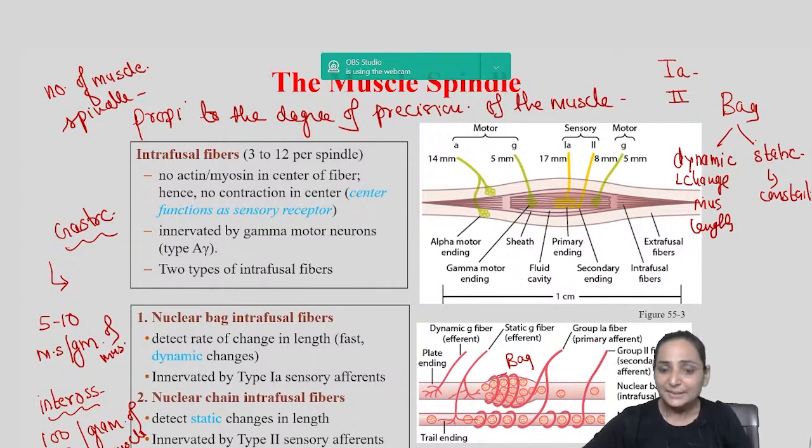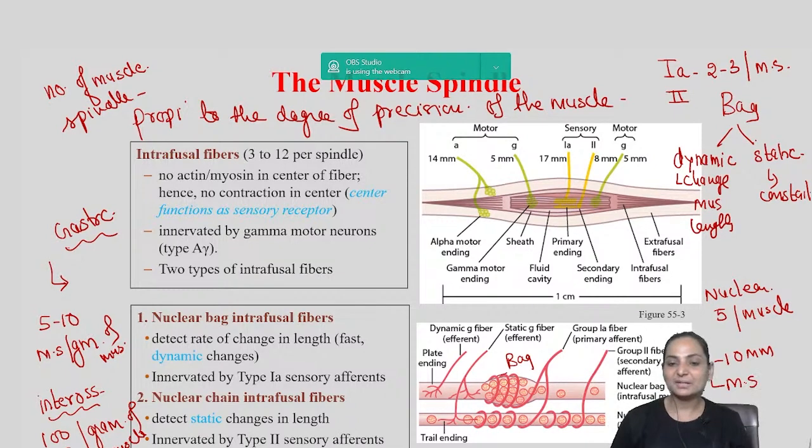Now, what is the difference is that there are about 2 to 3 bag fibers per muscle spindle, whereas if you consider the nuclear chain, there are about 5 nuclear chain fibers per spindle. And the length of the muscle spindle is about 3 to 10 mm, right?